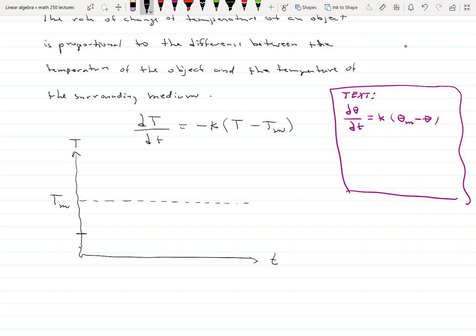Okay, and let's say that you initially place the cookie in the oven with a temperature of T sub zero. The cookie, when you put it in the oven, is not going to be as hot as the inside of the oven. It's going to be about room temperature, 70 degrees Fahrenheit, and the temperature of the oven might be 300, 350. And as soon as you put the cookie into the oven, the cookie will warm.